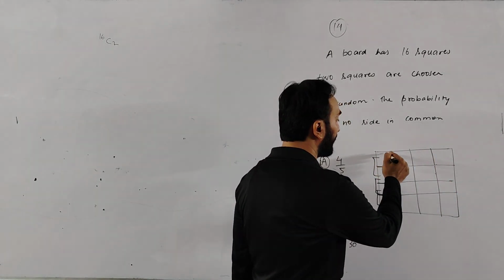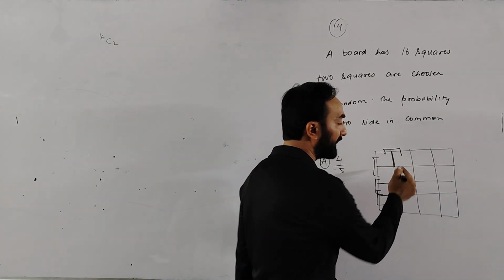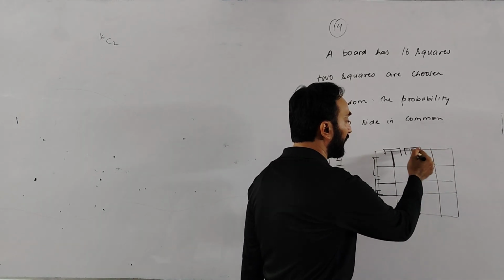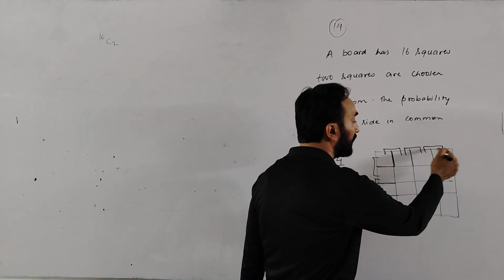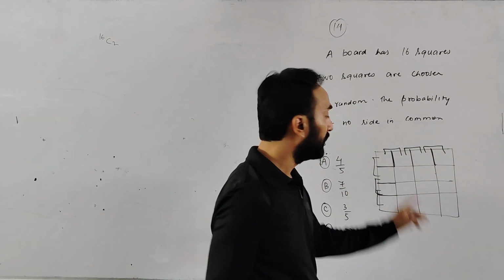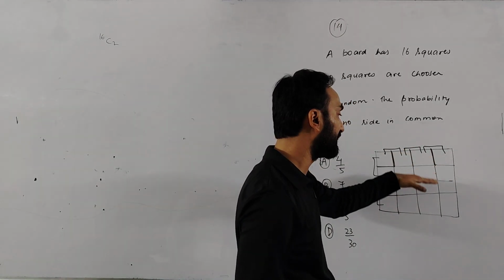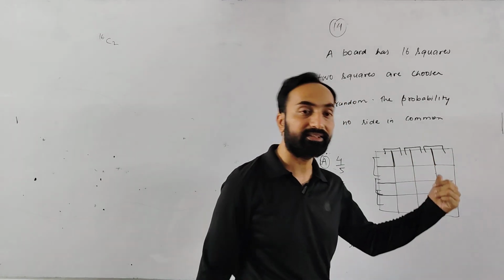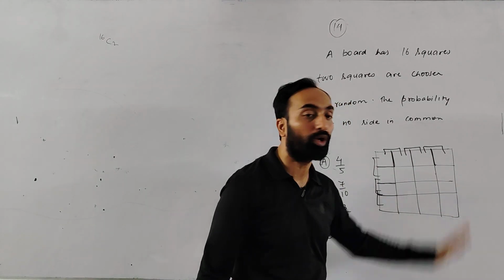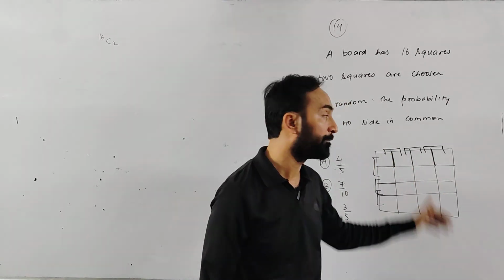Same way in the horizontal, if I choose this 2, I have one side in common. If I choose this 2, I have one side in common, and this 2, I have one side in common. So 1, 2 and 3. So in horizontal also you see 3, 6, 9 and 12. So 12 cases in the vertical and 12 cases in the horizontal where we have the sides in common.